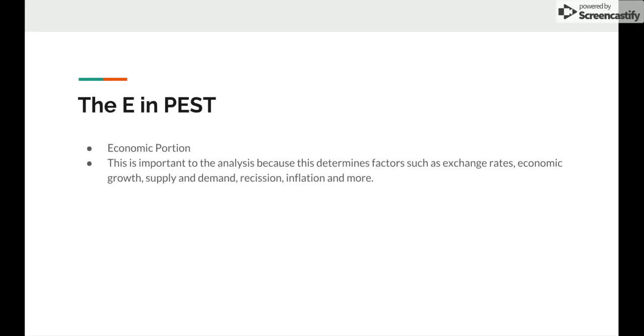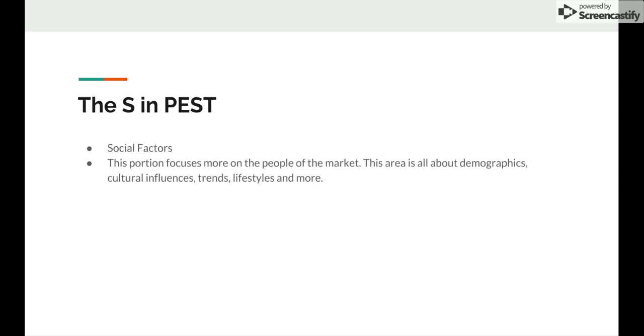Now, the economic growth: is it a really booming economic situation or not really? What do the supply and demand things look like? What about recession, inflation, and more? So kind of knowing all those factors.